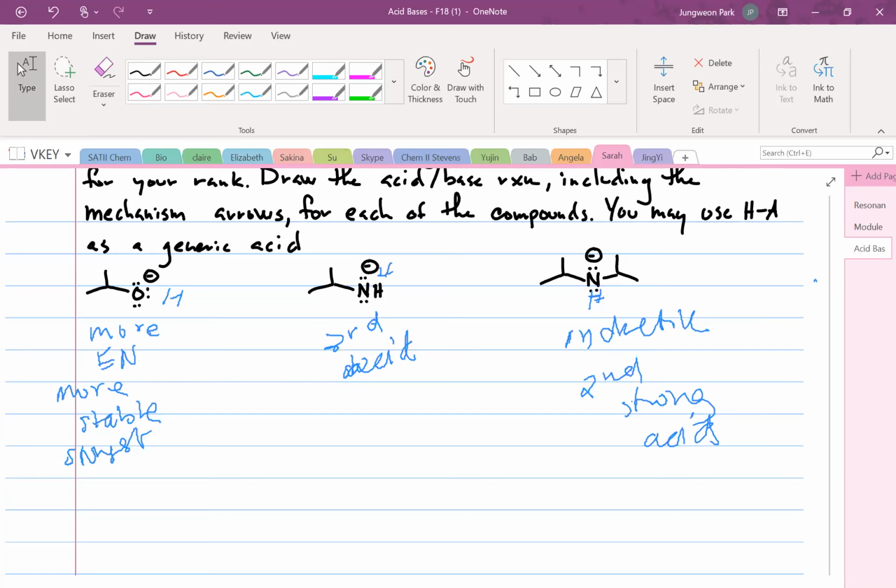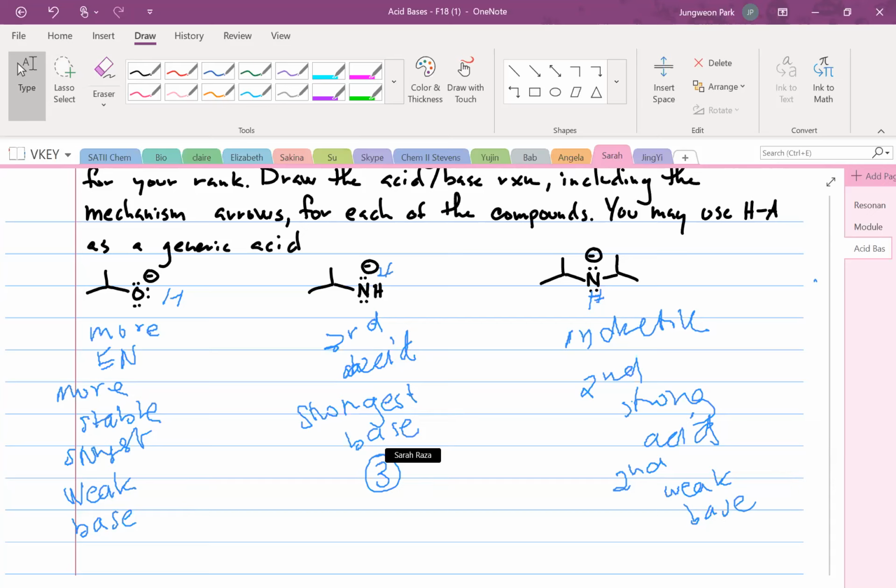So this would be the weakest base, and then this would be second weakest base, and this would be the strongest base. So 3, 2, 1, like that. Yeah. Awesome.